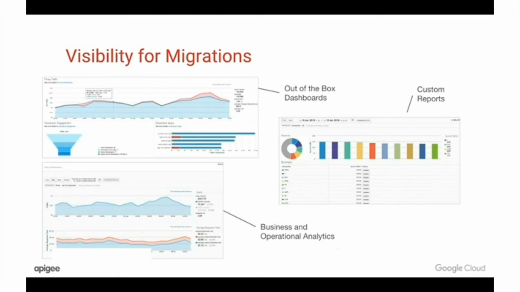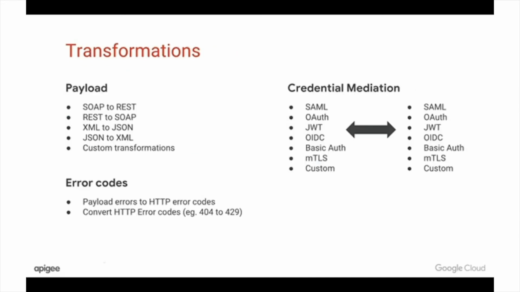These are some of the out-of-the-box analytics reports which we provide, which help you to see everything from throughput to developer adoption of APIs to traffic usage patterns and things like that.